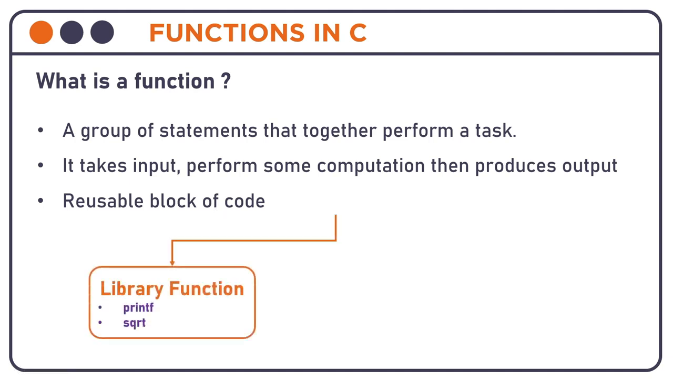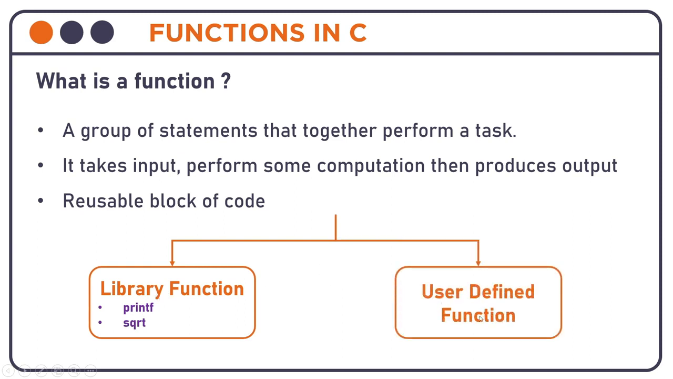For functions we have two types. We have library functions, which are functions that come in the box with the C compiler, like printf and square root and scanf and so on. And we have user-defined functions, which are functions that the user creates to use in the program.